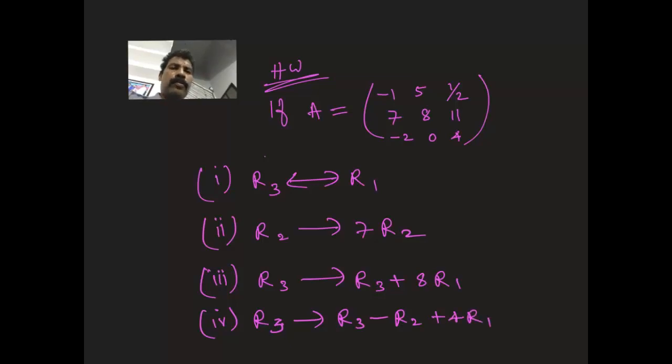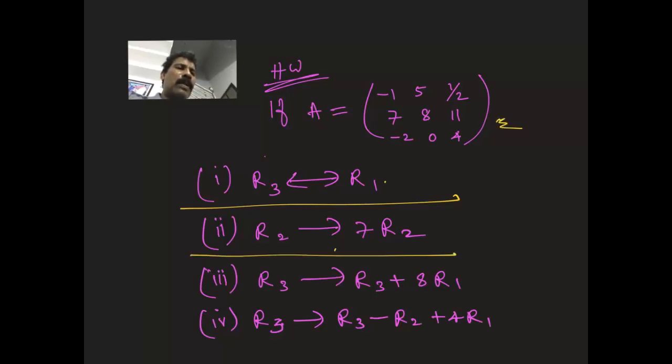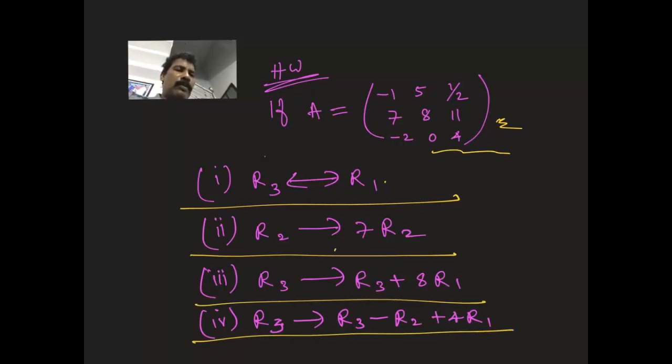So you have to do 4 answers separately. Don't do it successively. That is, first of all you will apply one and then apply the next, not like that. This is one answer, and again take this A and do this one, that's the second answer, and again take this matrix, then do this one, and then do this one. That's all.